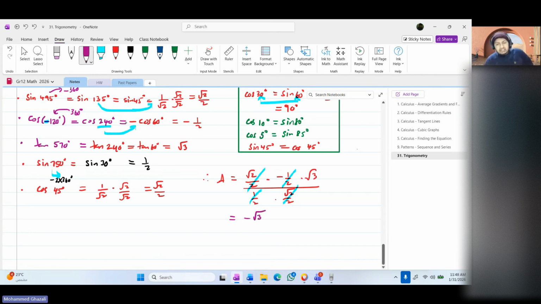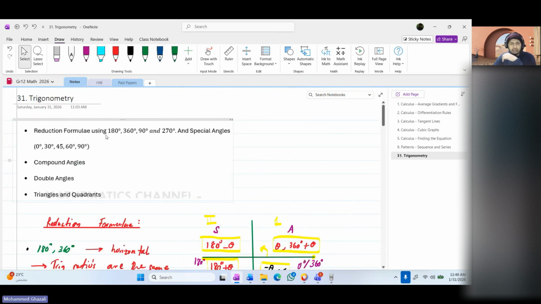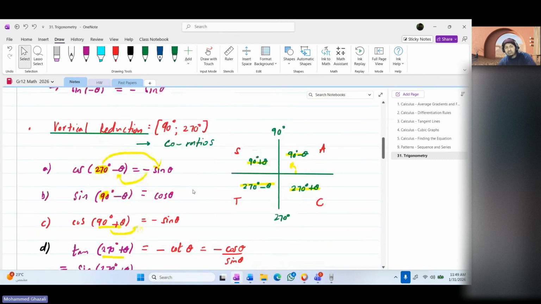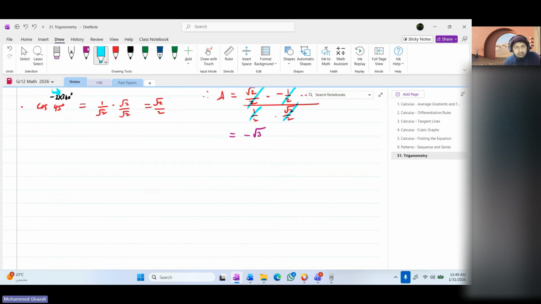Right, so guys, this completes our first part of trigonometry. We just did a reduction formula using 180, 360, 90, and 270, right? And special angles. So that's what we have done. This is horizontal reduction. This is vertical reduction, where 90 and 270, and we have done special angles. Now we're looking at compound angles. I'm going to do compound angles and double angles together, right? So let's focus on that now. And then we can answer some questions.